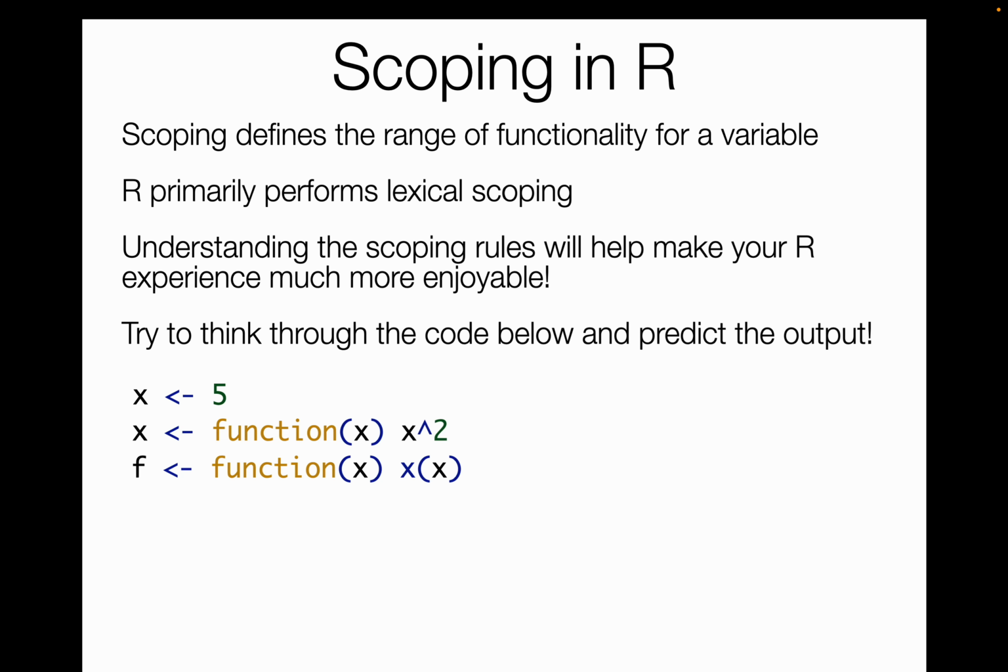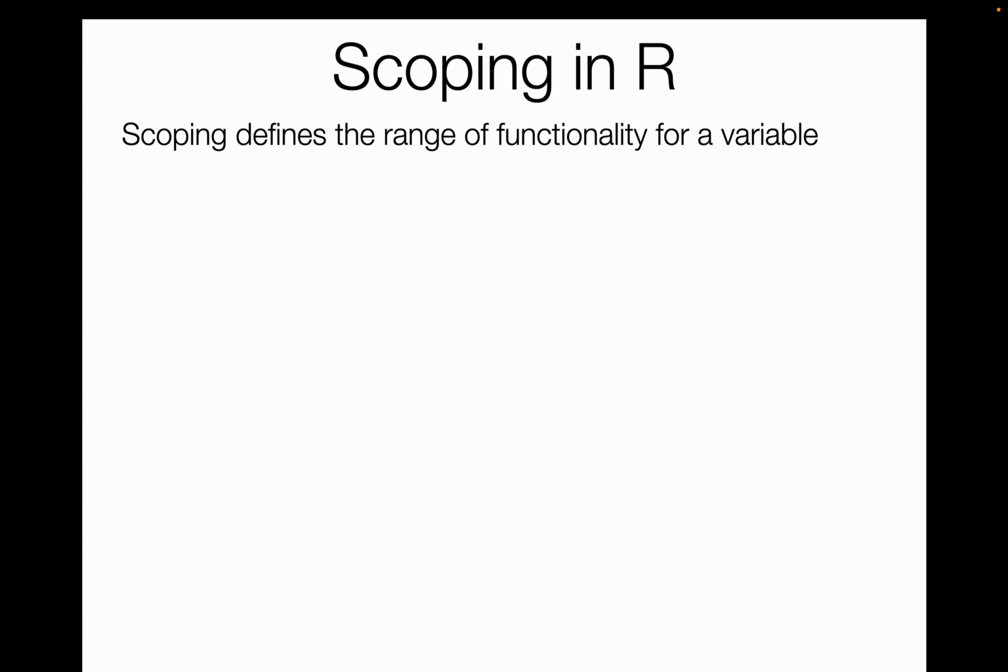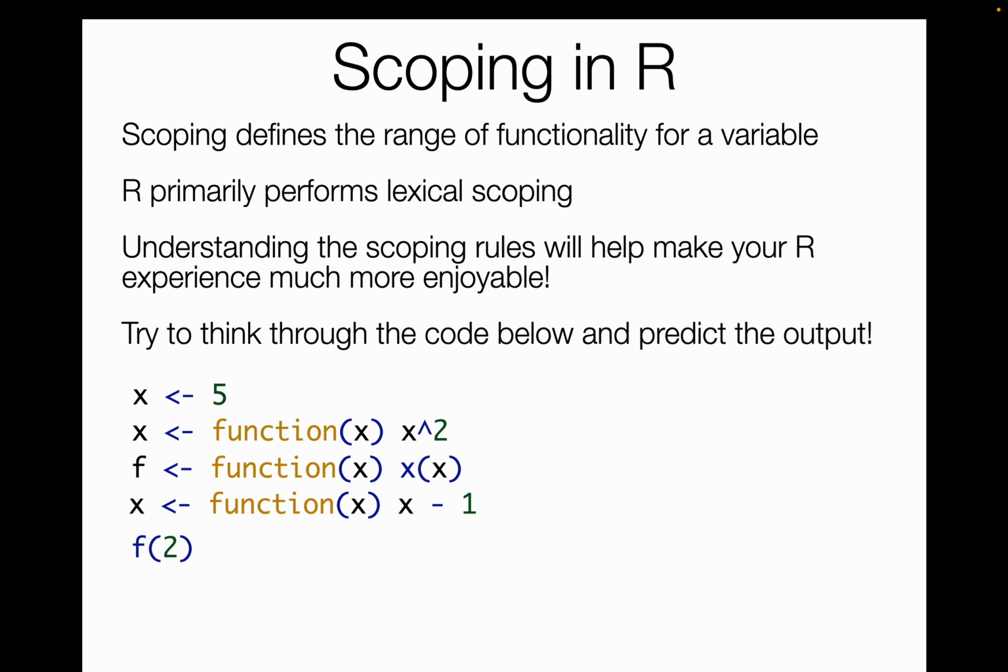And so what I want you to do is think through this code and try to predict the output. Okay, so x is assigned the value of 5, x is assigned the value of a function, and then f is a function. Oh, I'm sorry. There we go. Now, make like you didn't see the last second of that video and try to predict what the output of f is going to be. Okay? Ready, set, go.